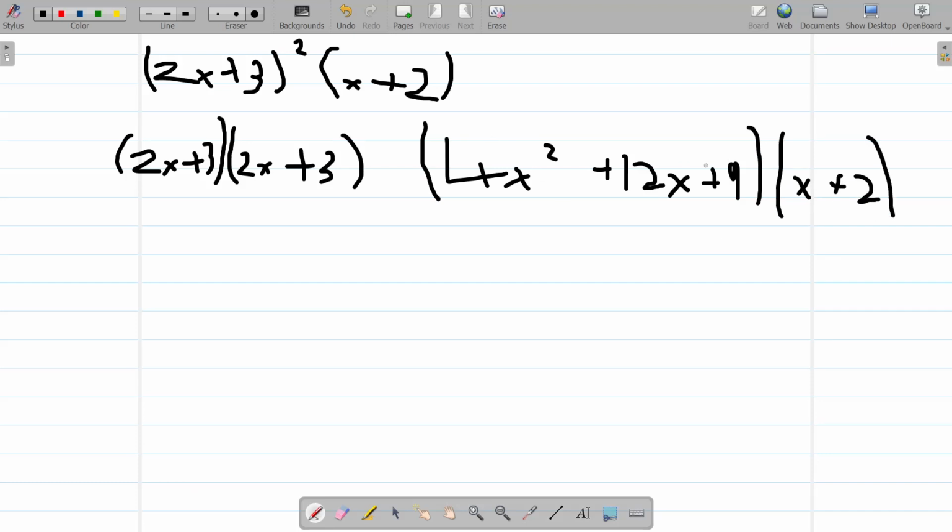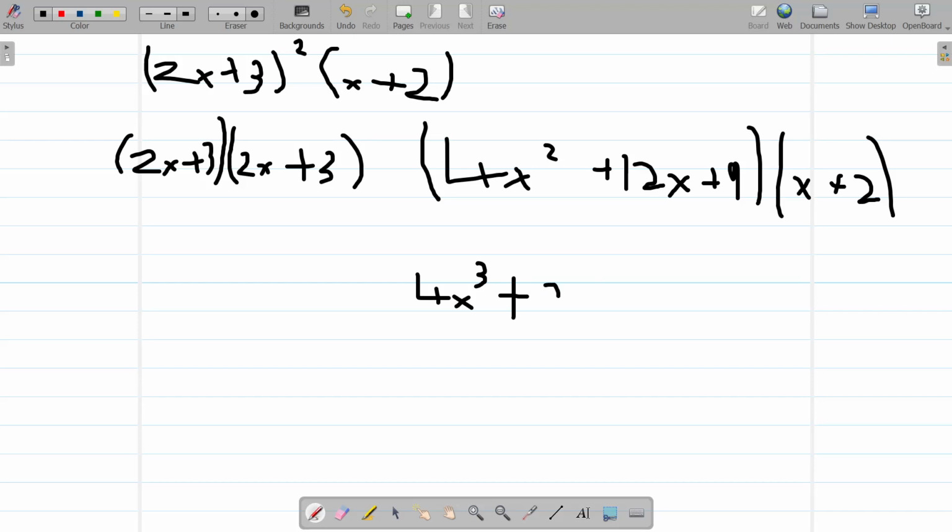So 4x squared times x would be 4x cubed. Then we do 4x squared times 2, which would be 8x squared. Then 12x times x, which would be 12x squared. So we do 8x squared plus 12x squared. So we get plus 20x squared.